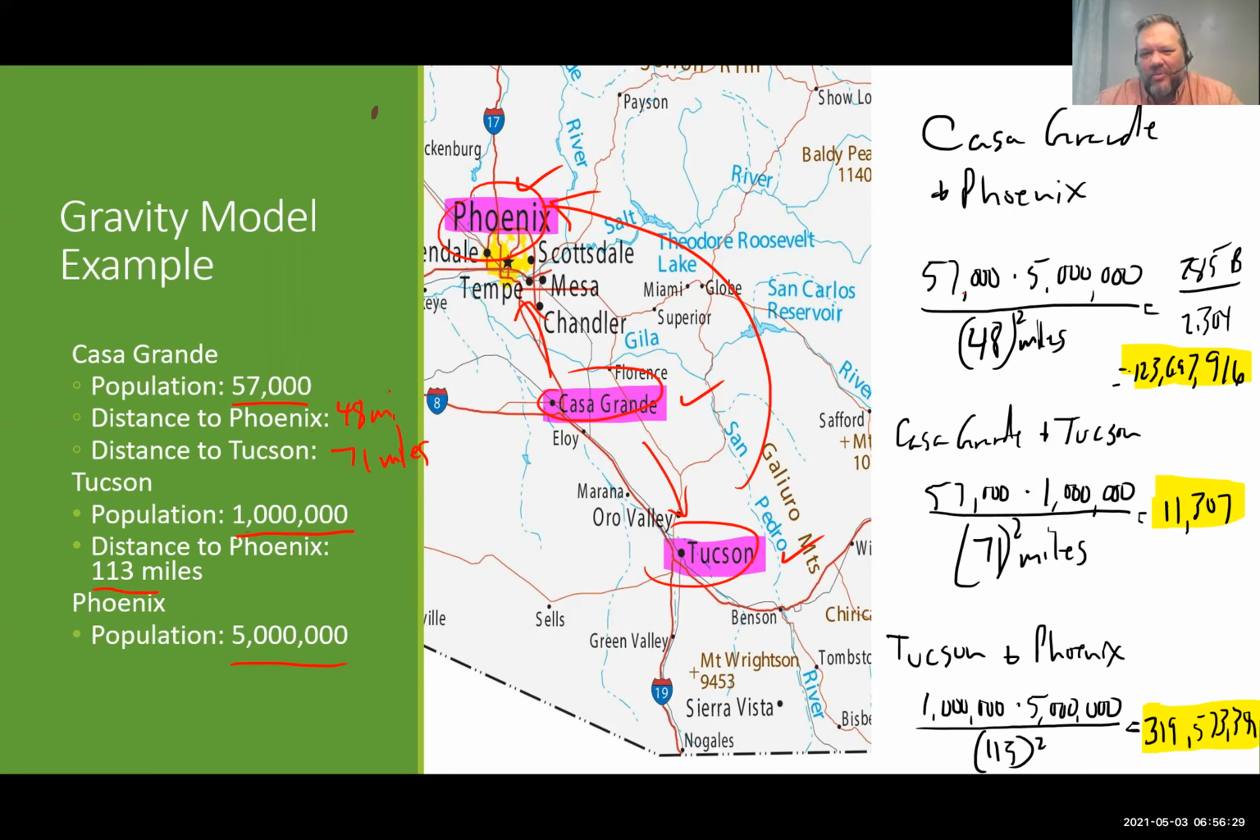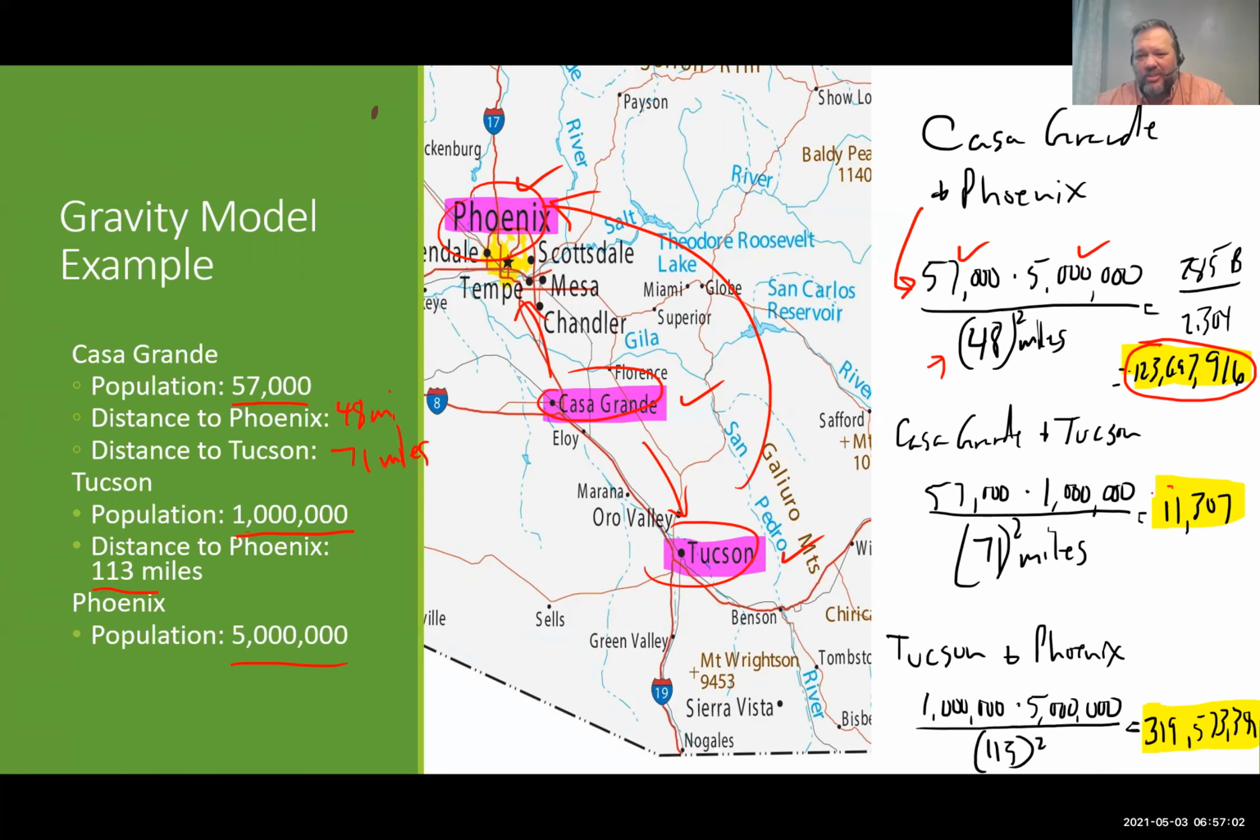And so, in order to do these calculations, this is from Casa Grande to Phoenix. All right. And so 57,000 people. So population of city A times population of city B. So 57,000 times 5 million. It's like 285 billion or so over 48 squared. Remember, this is the distance, then square that. So we get this value here, 123 million and change. All right. And so again, remember, the bigger the number, the more flow there is. So that's between Casa Grande and Phoenix.